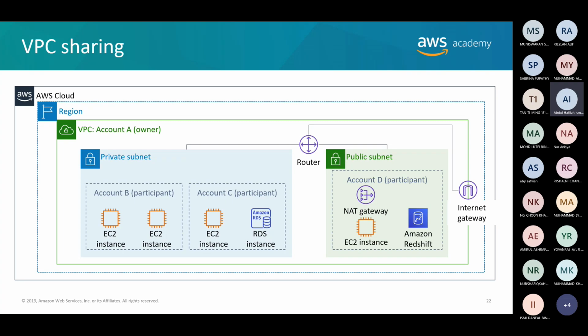So untuk VPC sharing enables customers to share subnet with other AWS accounts in the same organization in AWS organization. So VPC sharing enables multiple AWS accounts to create their application resources such as EC2, RDS into shared centrally managed VPC.